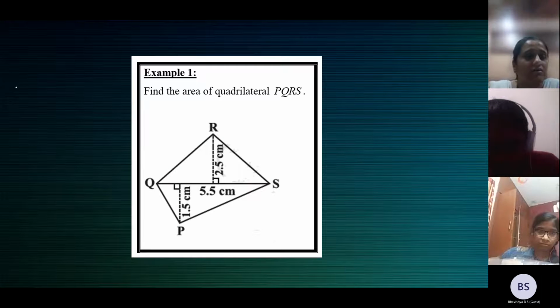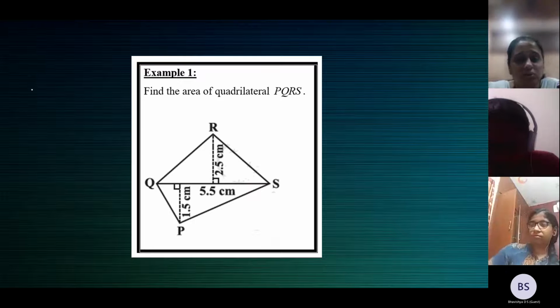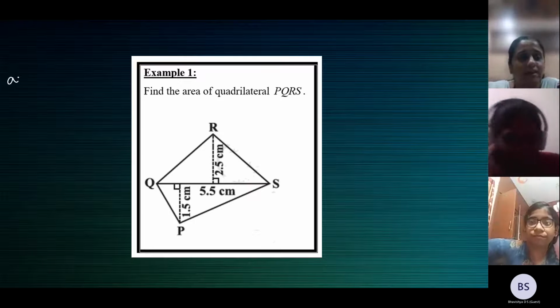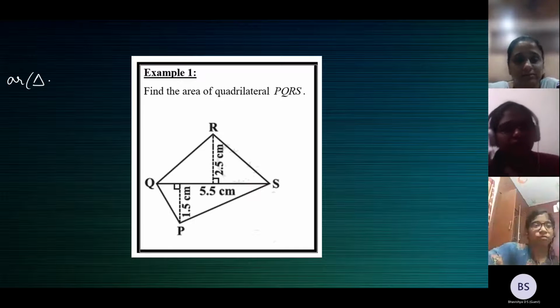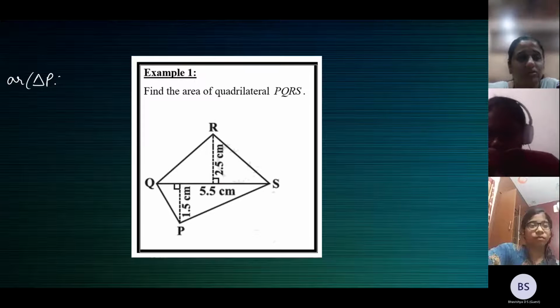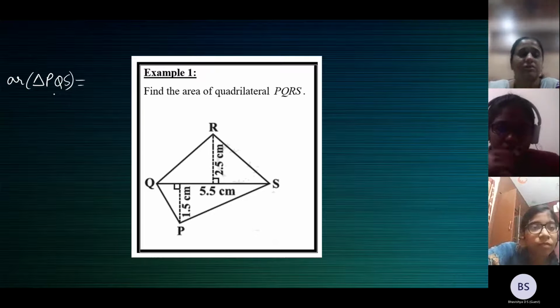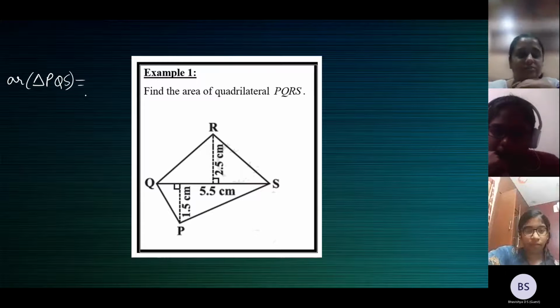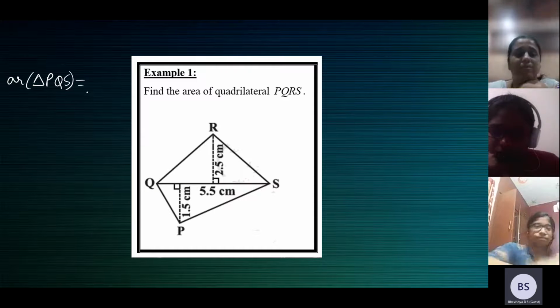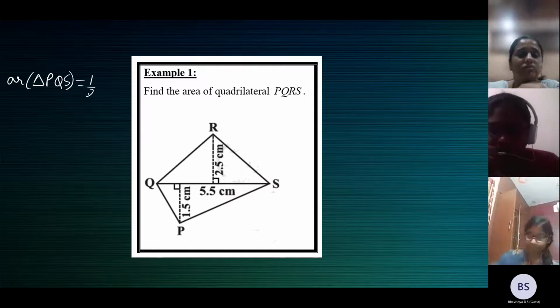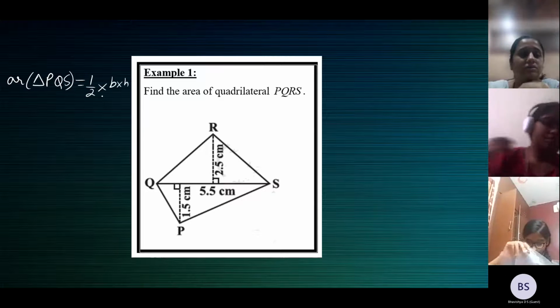See here. Now you can find the area of this quadrilateral in two ways. What is the area of triangle PQS, children? What's the formula to find the area of a triangle? Half base into height, correct? Half into base into height.